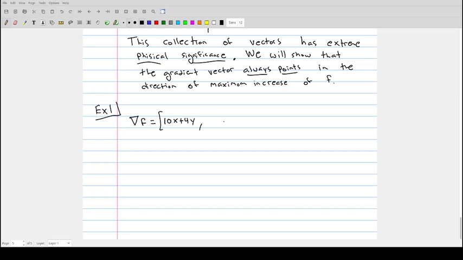The second component of the gradient vector will be 4x plus 2y. This is the y partial derivative. So this is what the gradient vector looks like for the function from example 1.